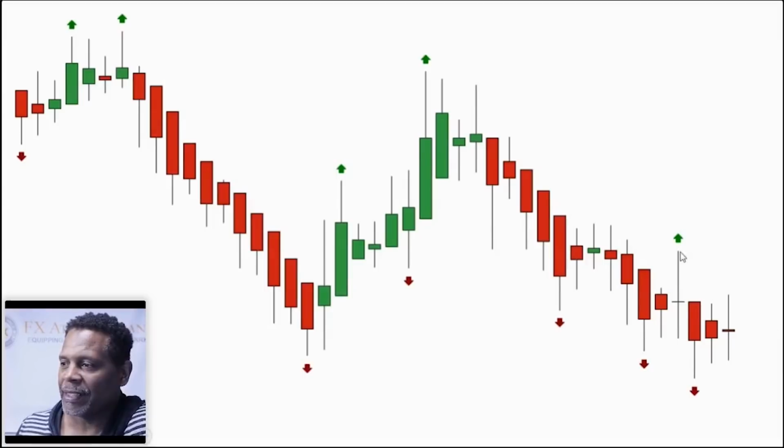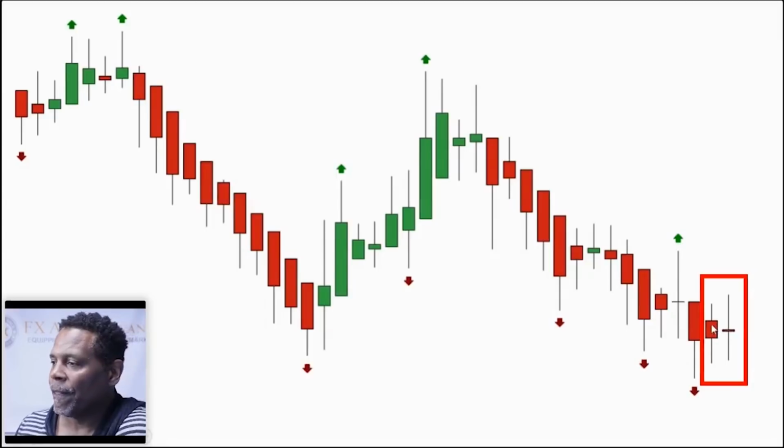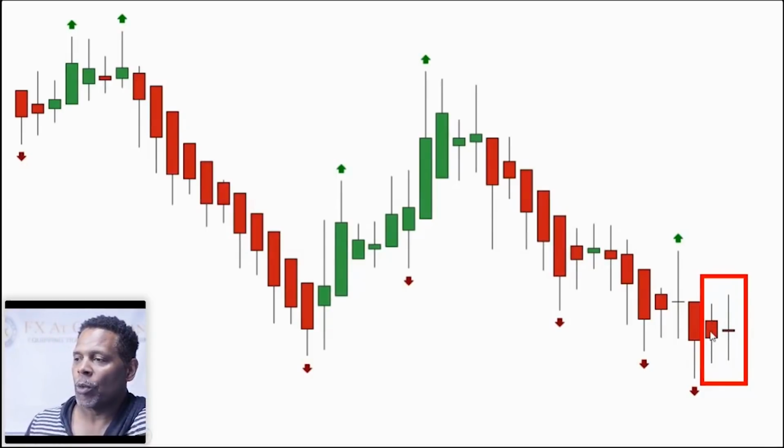And then in this case, right here, we have dojis again. You could see two dojis right here. This one has a little bit bigger of a body, but they both have protruding wicks on both sides, which we really don't want to be seeing when we're trading to determine a direction. That just is telling us it's indecision. We do want to see indecision at certain points of the market, like support and resistance levels.